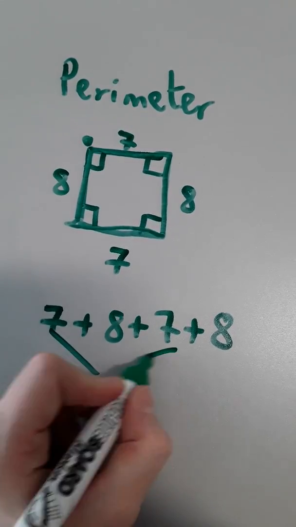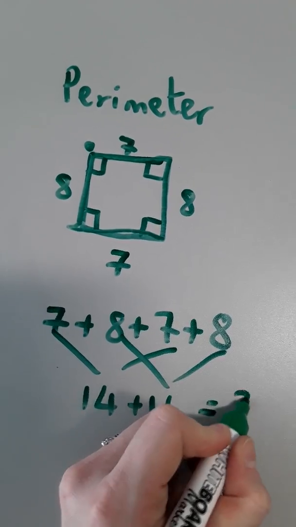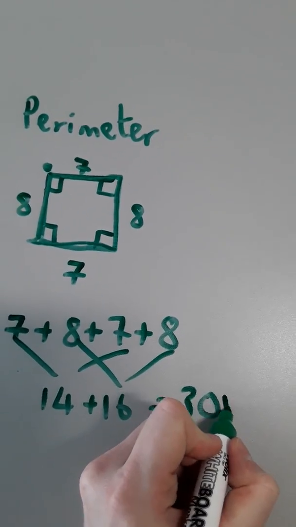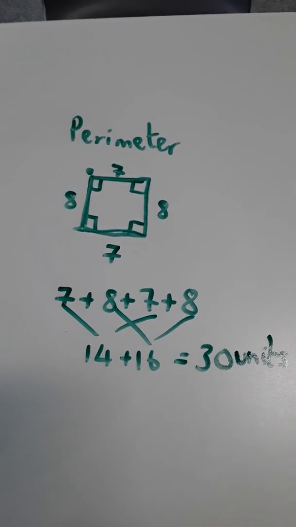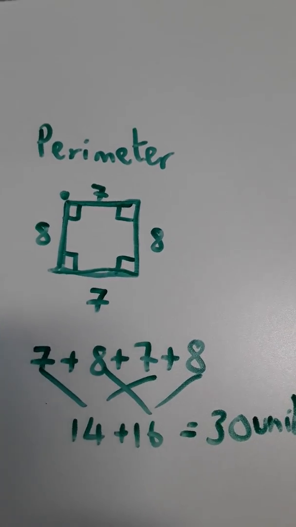So here, I'm just going to group these. So I've got 14 plus 16, which equals 30. And because I haven't put what units it's in, I'm just going to put units next to it. Okay. Now, area is completely different.